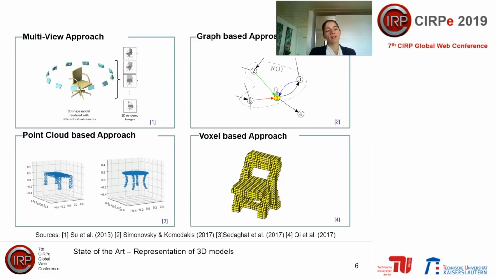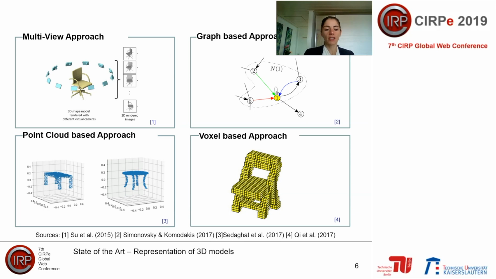So in the existing literature, there are mainly four different state-of-the-art approaches to represent 3D models to process them with methods of machine learning. One approach is the so-called multi-view approach from Su et al., introduced in 2015. Another approach is to use graphs to represent 3D models, for example, done by Simonovsky and Komodakis.